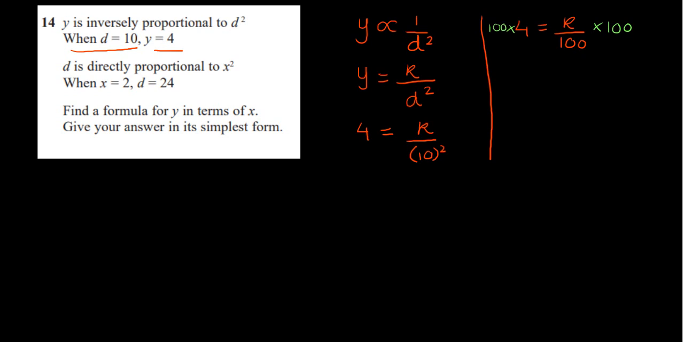So k, that constant, is 400. So my new formula will be y equals 400 divided by d squared. Done that? Okay.